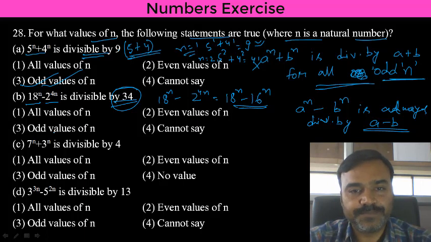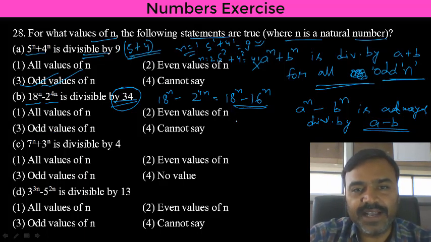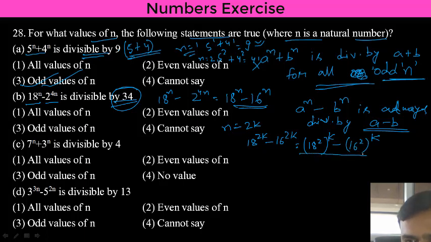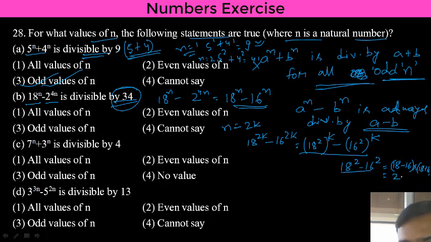Now how do we go about it? Let's see. If I take n to be an even number, let's say 2k, then this will become 18 to the power 2k minus 16 to the power 2k. This can be taken as 18 square to the power k minus 16 square to the power k. Now why am I doing this? Because this number will definitely be divisible by 18 square minus 16 square. If you factorize this, it is 18 minus 16 into 18 plus 16. Now 18 minus 16 is 2, 18 plus 16 is 34. So if n is an even number, this number is divisible by 34.